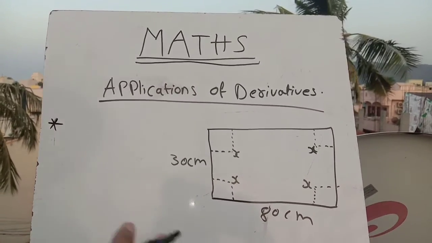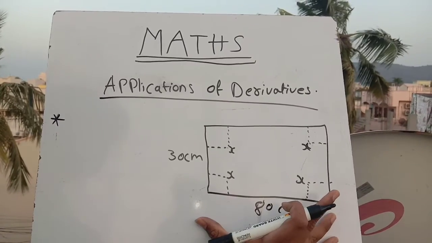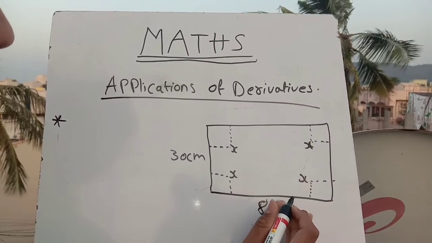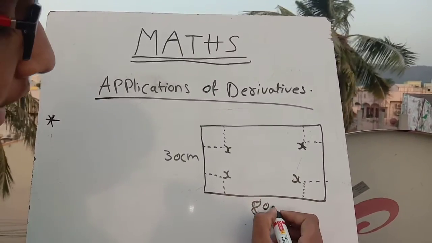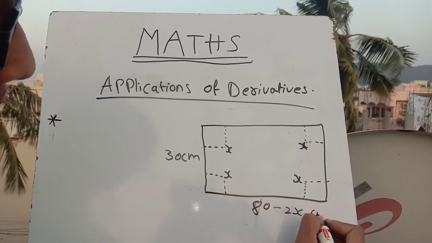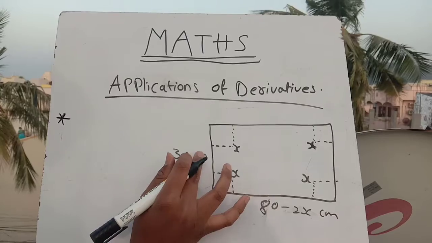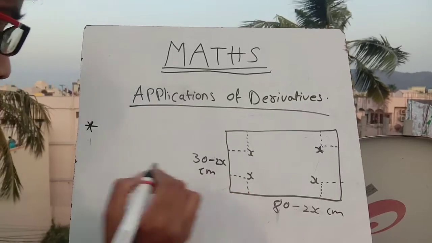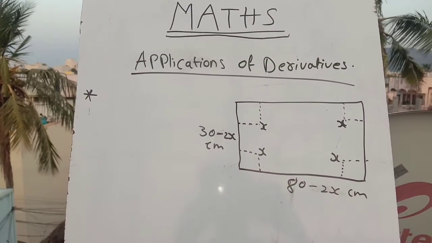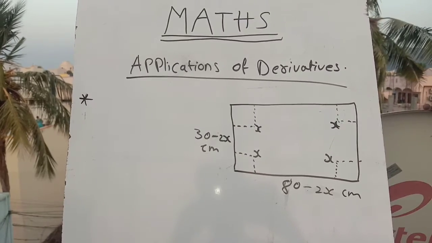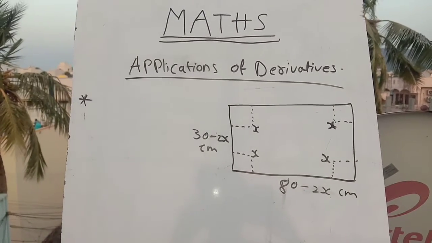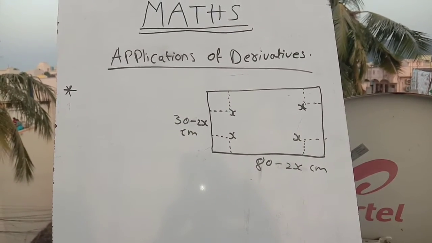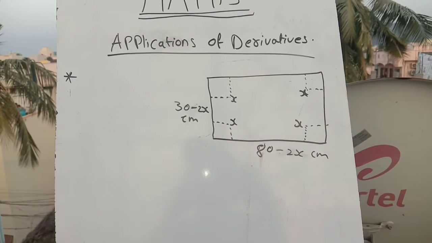Now the length of the open rectangular box: the whole is 80 centimeters, and x and x have been removed, right? So the length of the rectangular box becomes 80 minus 2x centimeters, and the breadth, from 30 centimeters, becomes 30 minus 2x centimeters, because you have cut 2x centimeters from the 2 sides. From this he has asked to find the value of x when the volume of the open rectangular box is a maximum. So first we have to form an equation, right?